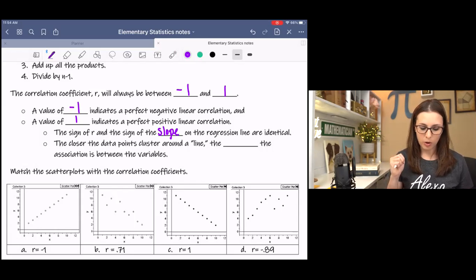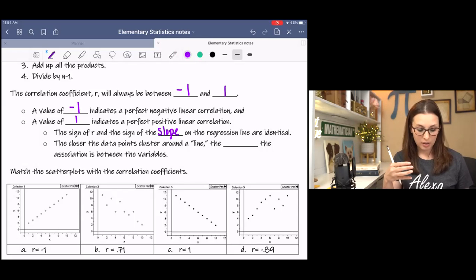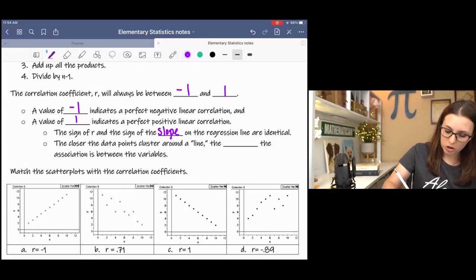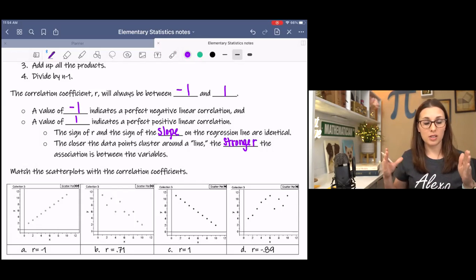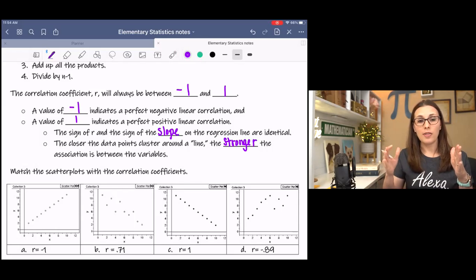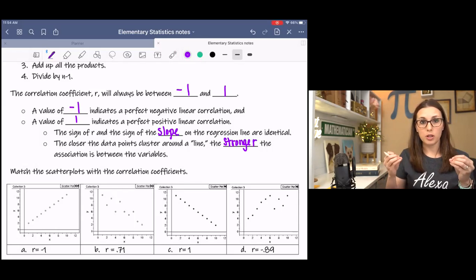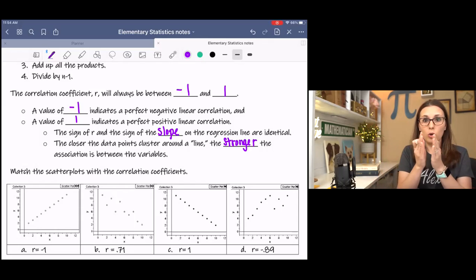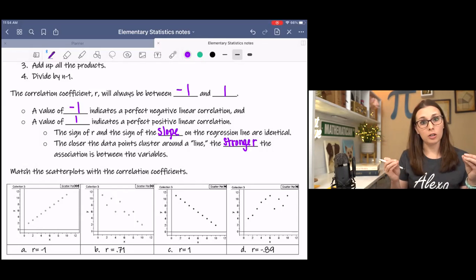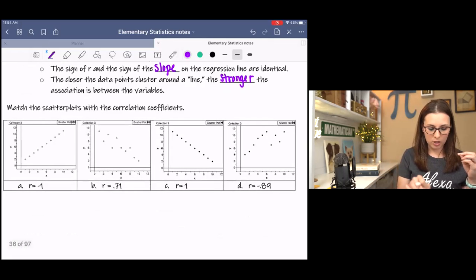The closer the data points cluster around the line, the stronger the association is between the two variables. So -1 and 1 is kind of the scale, and r is going to be a value in between this scale, and that's measuring how closely the variables are associated to each other. The closer it is to 1 or -1 means the tighter the data points are on the scatter plot. So I have some examples down here.